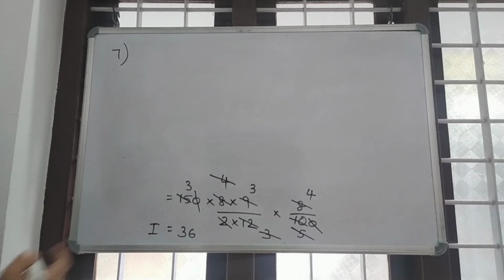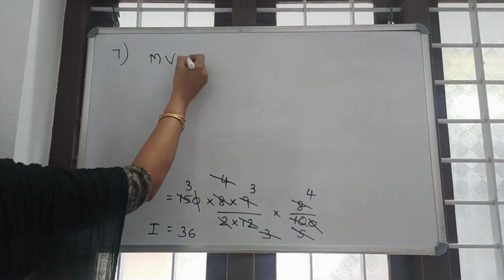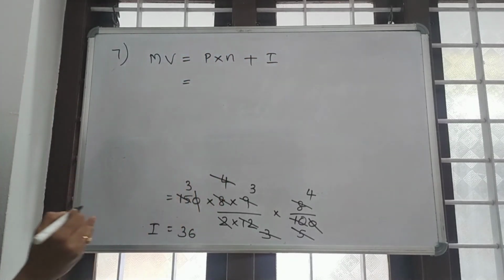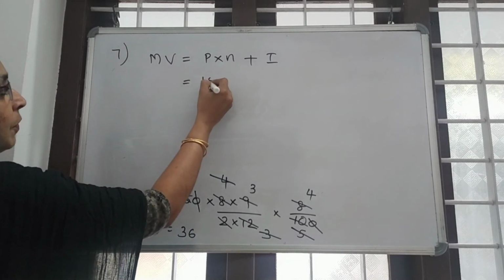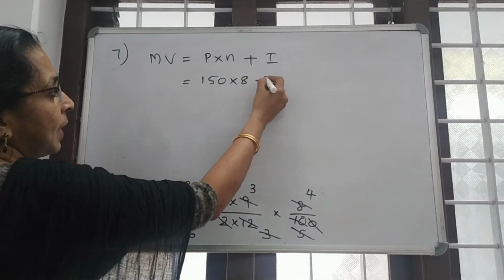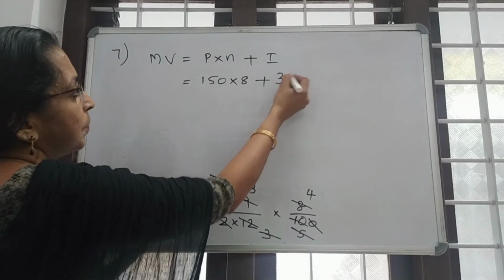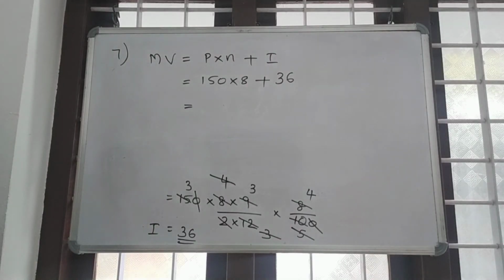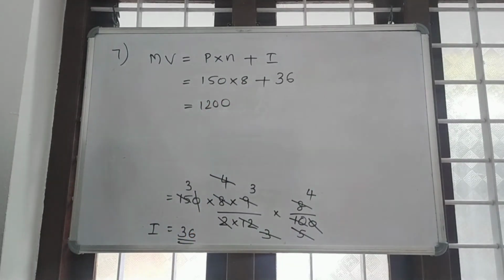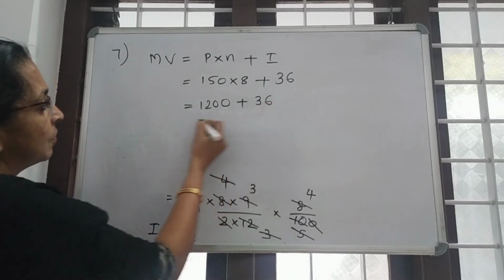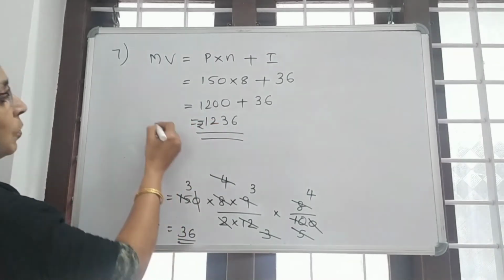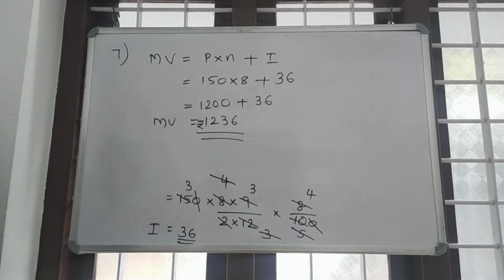We want to find the maturity value. The maturity value formula is P into n plus I. P is 150, n is equal to 8, plus I, which we got as 36. So 150 into 8 is 1200, plus 36, which is equal to 1236. So rupees 1236 is the maturity value.